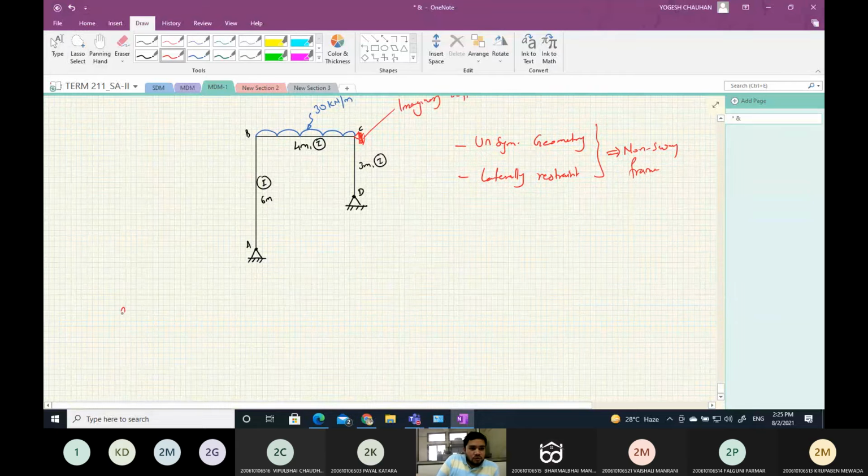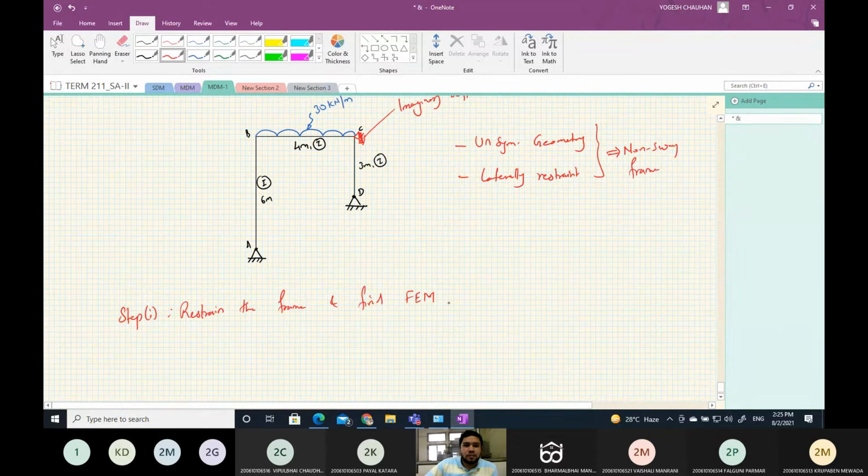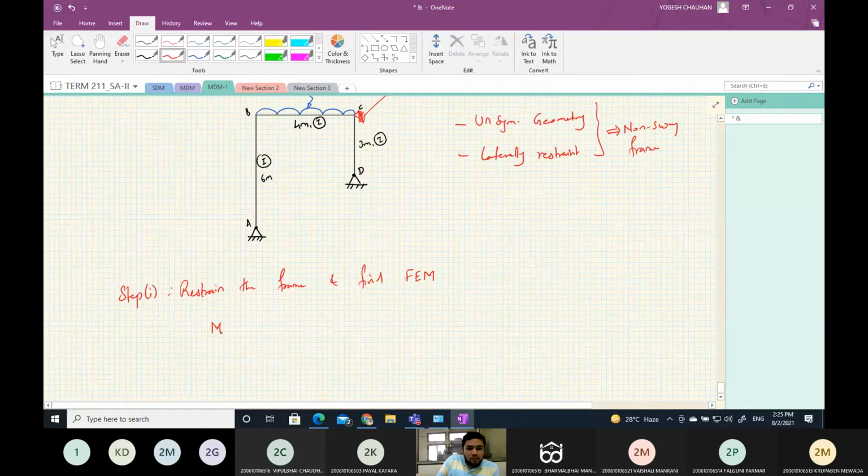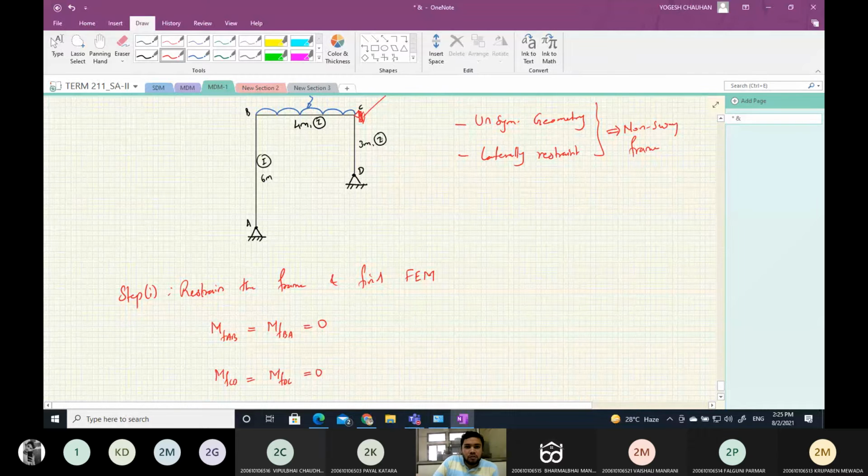So in non-sway analysis, the first step is restrain the frame and find fixed end moments. So here MF AB will be equal to MF BA. It will be 0 because there is no load on AB. Similarly, MF CD is equal to MF DC. It will be 0 because there is no load.